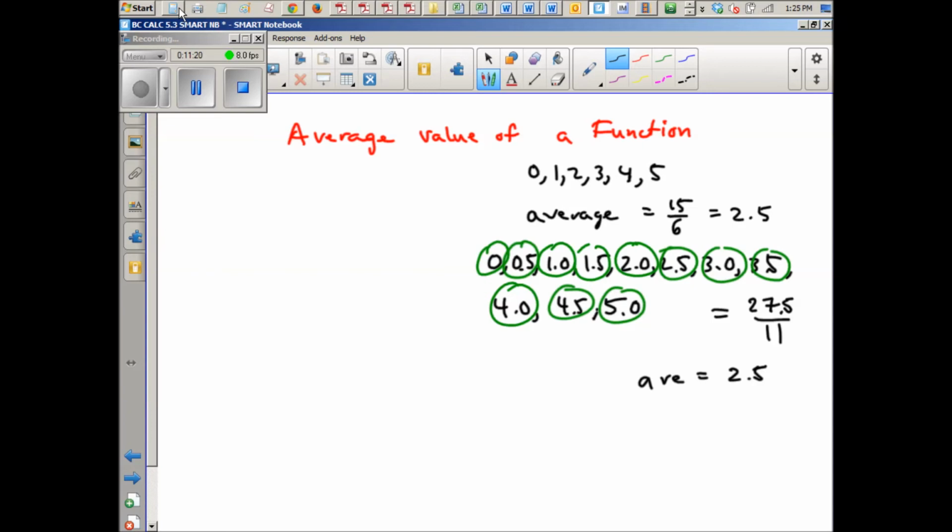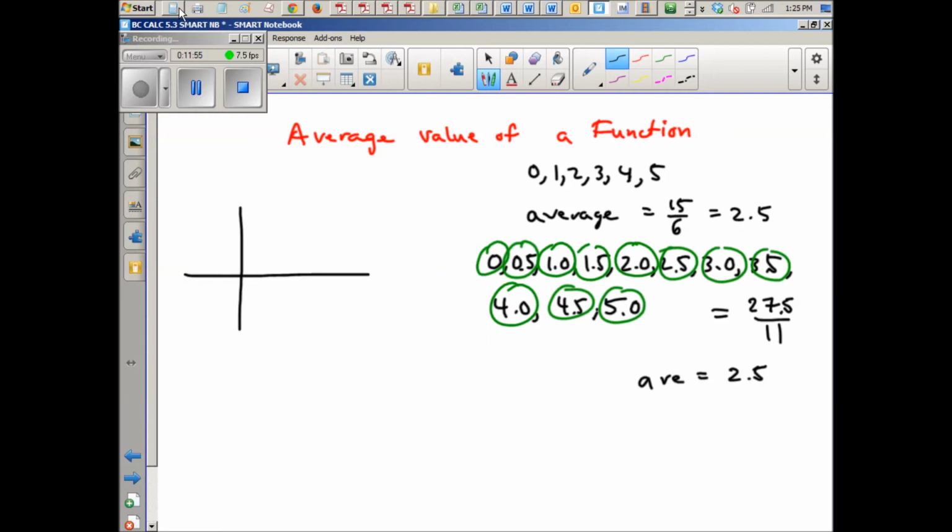Okay, so let me ask you this. What if I had you do every 0.1? Like 0, 0.1, 0.2, 0.3, 0.4, all the way up to 5.0, and you average all of them. You think you'd still get 2.5? Yes, you would. You'd have a different sum and a different total of numbers, and it would still come out to 2.5. What happens if I ask you to average every real number between 0 and 5? All of them. 2.5.